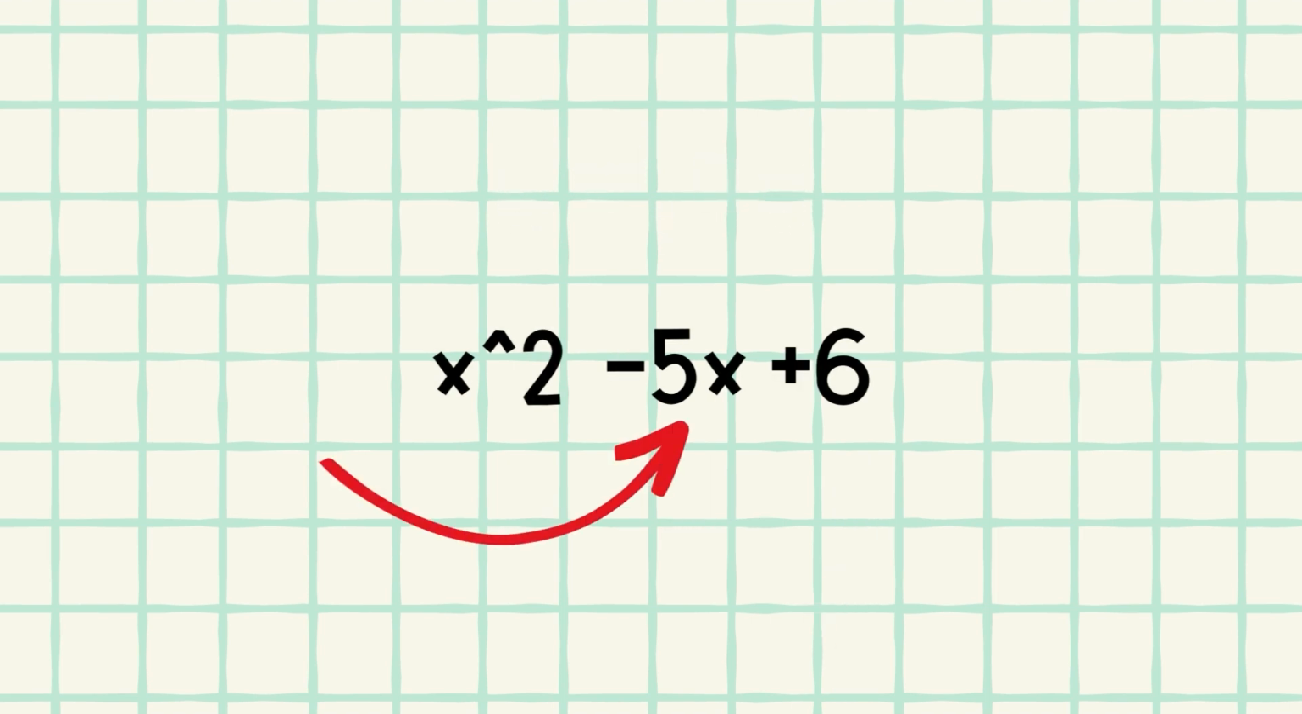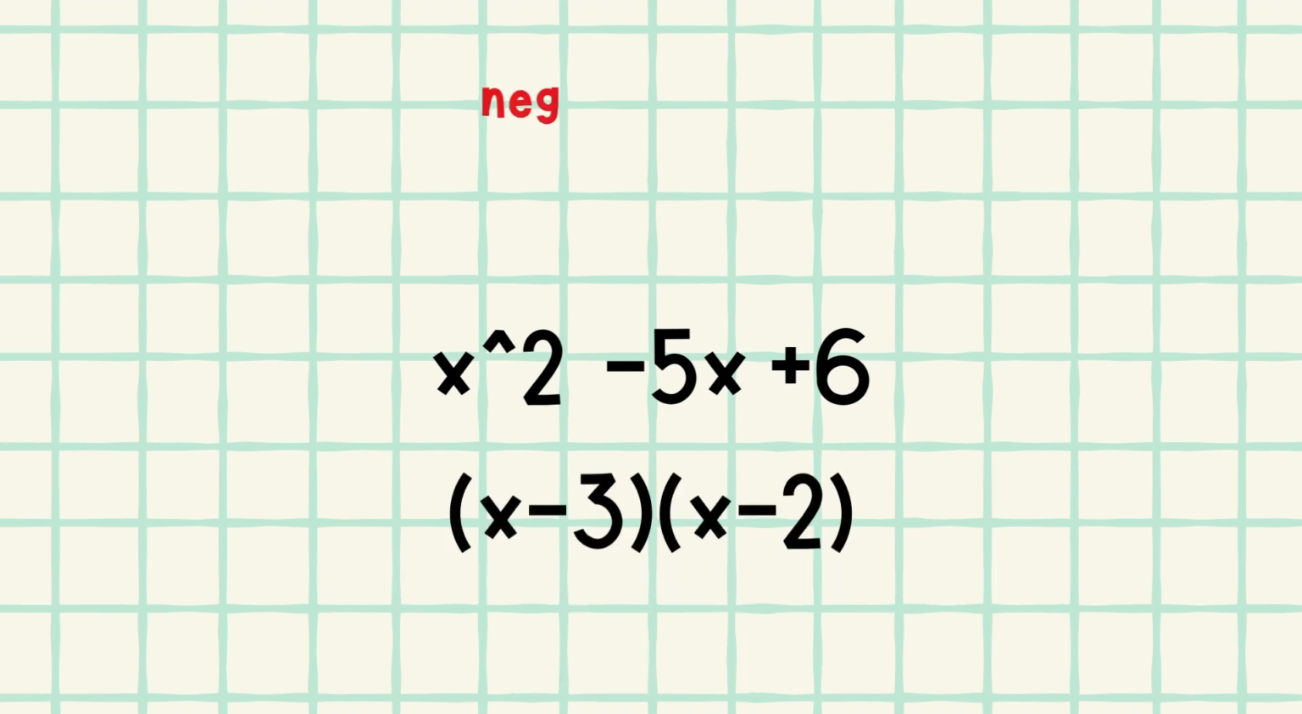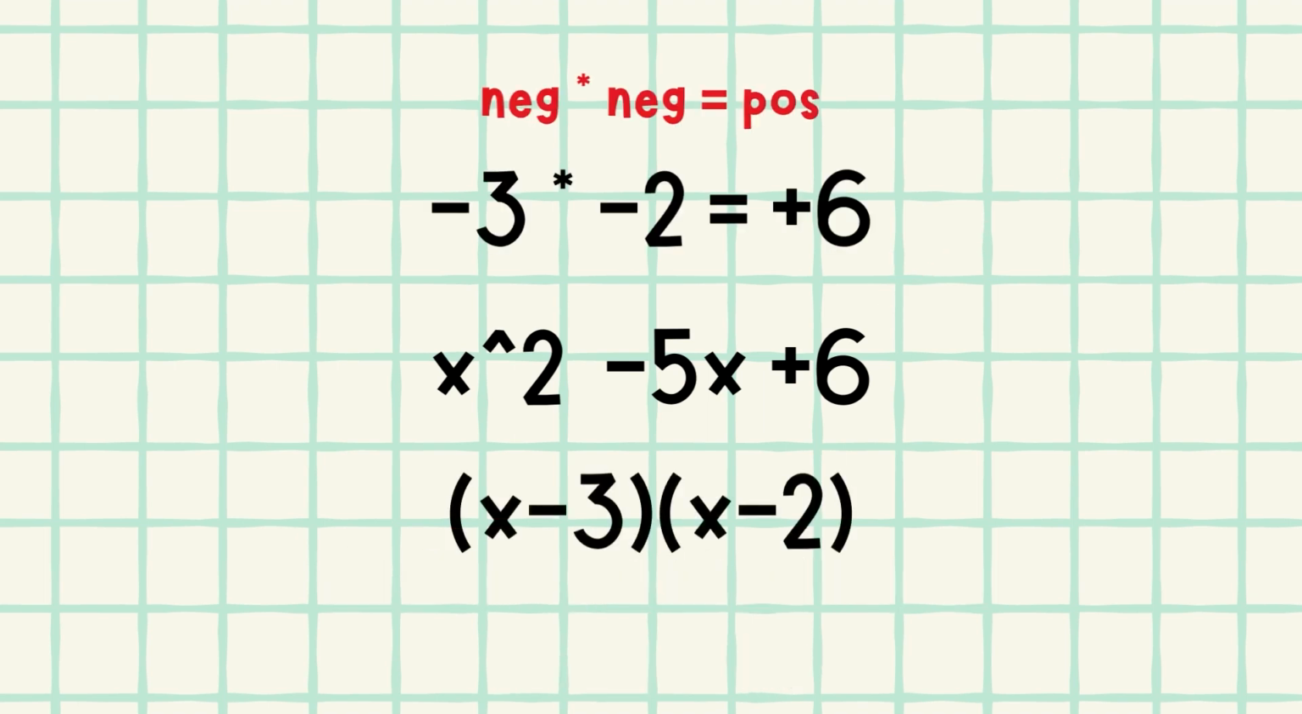If just the x term is negative and the constant is positive, we know that both numbers are negative, since a negative times a negative is a positive.